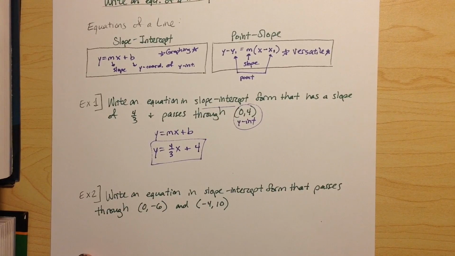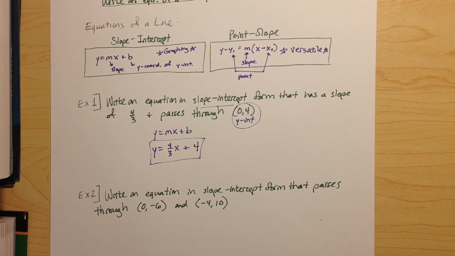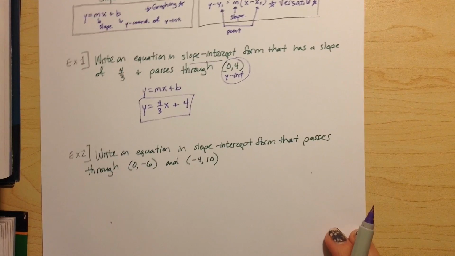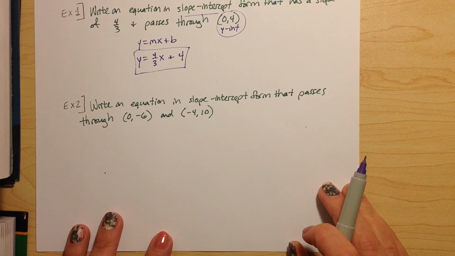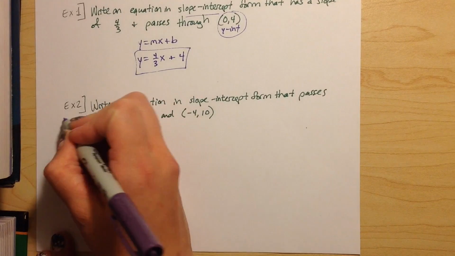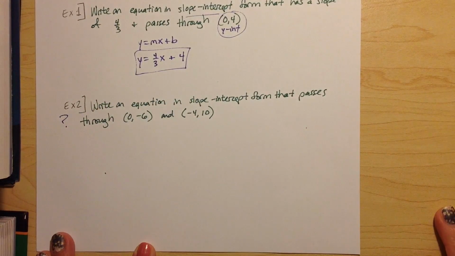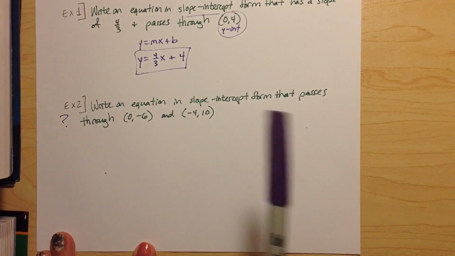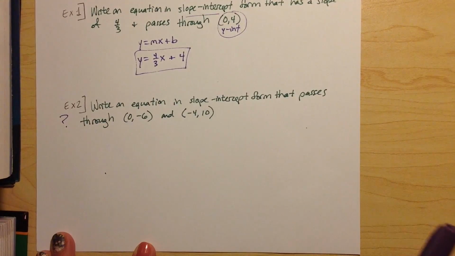Let's do another. How about we write an equation of the line in slope-intercept form that passes through 0, -6, and -4, 10. So a little bit different this time. They don't give us the slope, but we can find it pretty easily. So take a minute, do this one yourself. What is the equation of a line that goes through these 2 points? And let's go over that now.